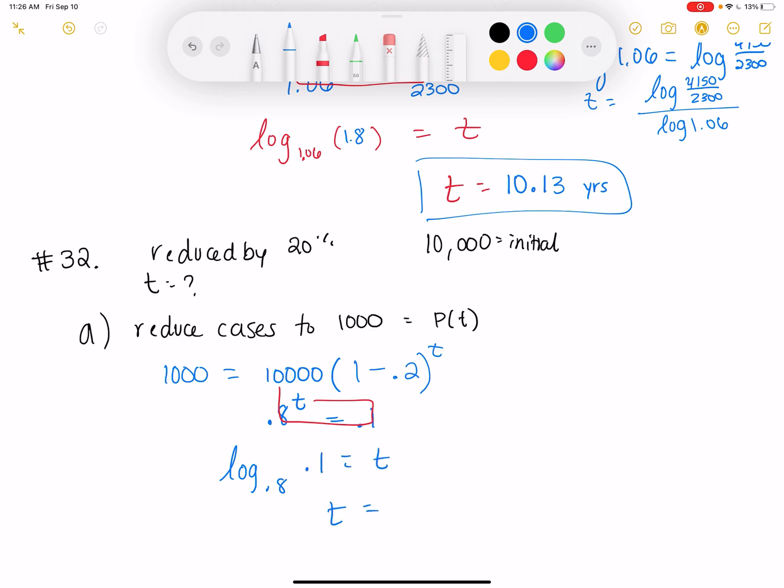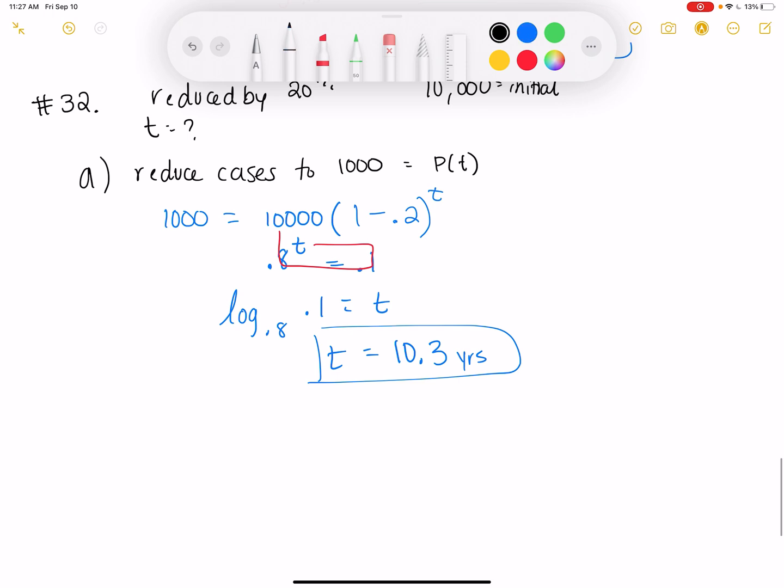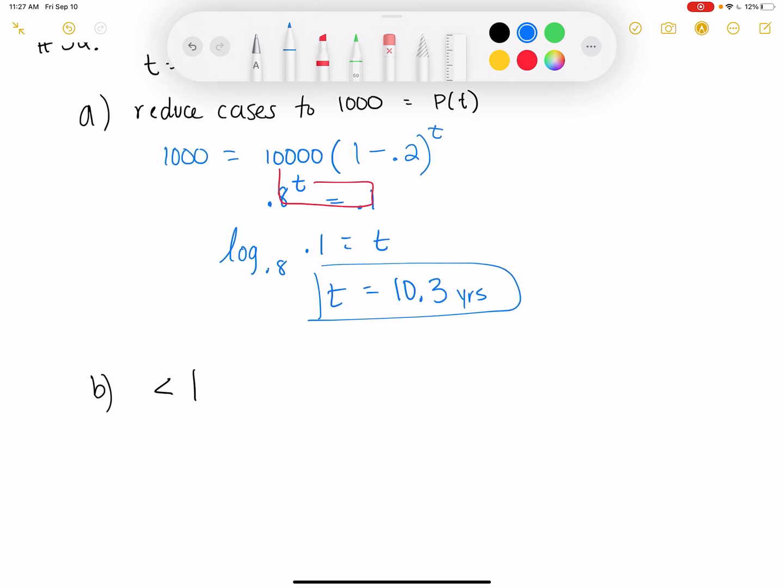So how many years is it? What'd you say? 10.3? All right, and then part B is in general the same question, but it wants to eliminate the disease. So to get the number of cases to less than 1, we'll use 1 as the final amount instead of 1,000 now. So 1 is equal to 10,000 times 0.8 to the T.